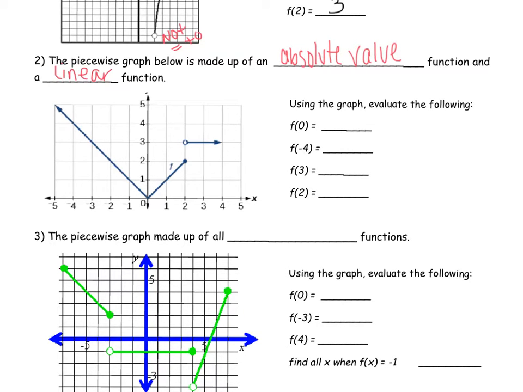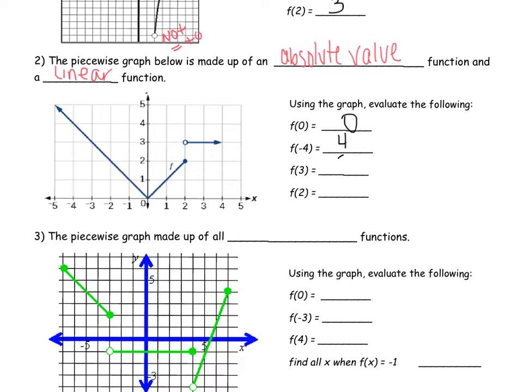So using the graph, we're going to evaluate the following things. So f of 0 means, again, a y value when x is 0. So when x is 0, y is 0. This case was easy. F of negative 4. So we're going to go to the x value of negative 4 and up to the point on the graph. Positive 4. F of 3. Well, let's see. We're going to go over 1, 2, 3, up 1, 2, 3.